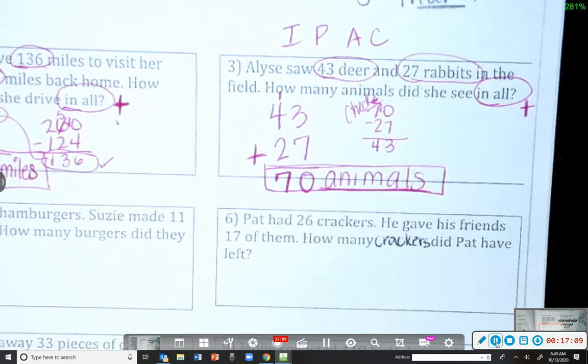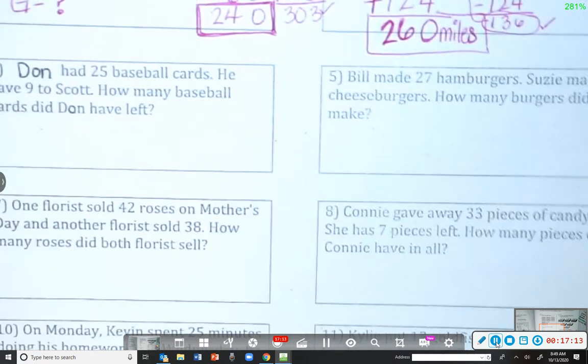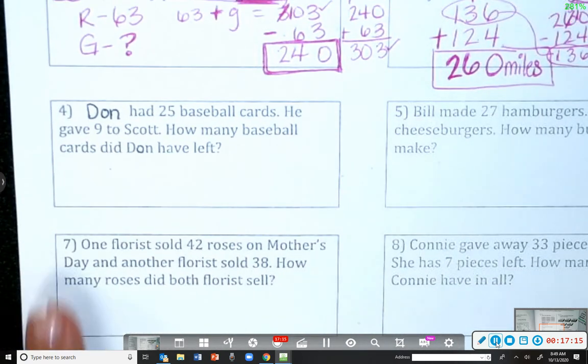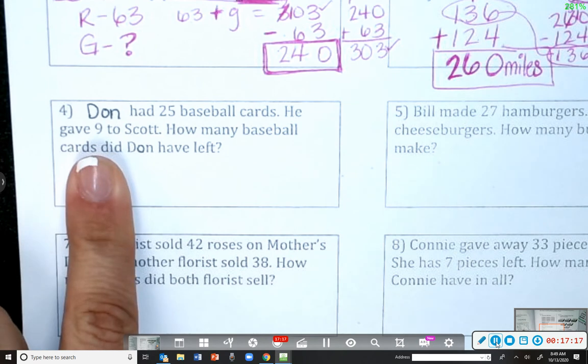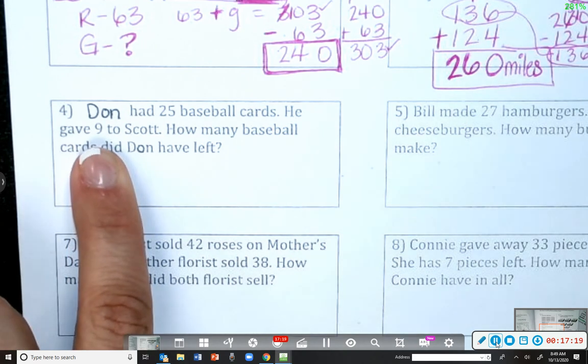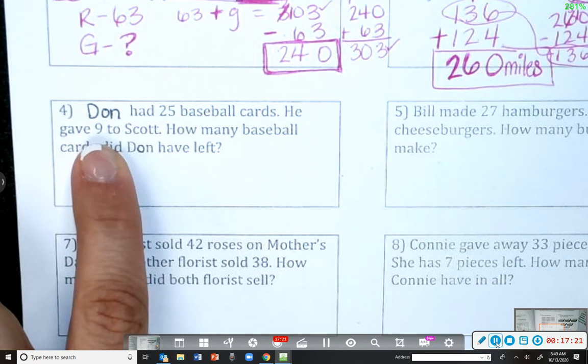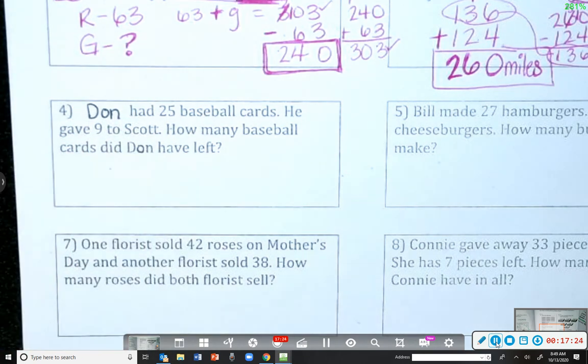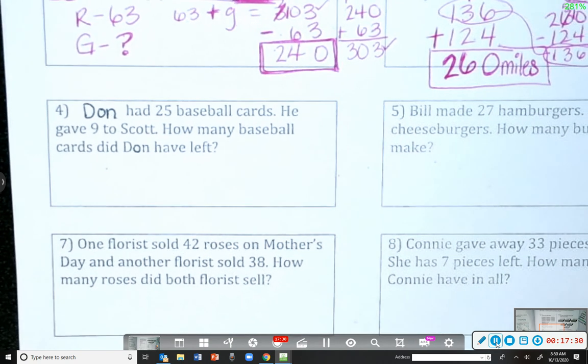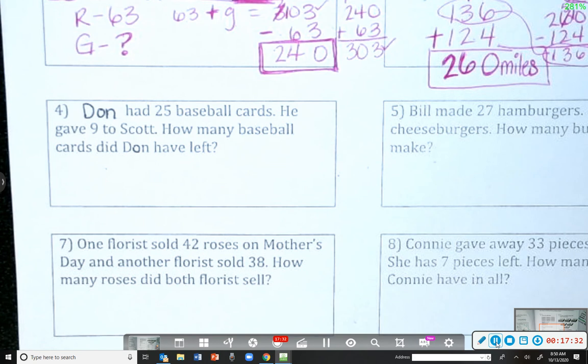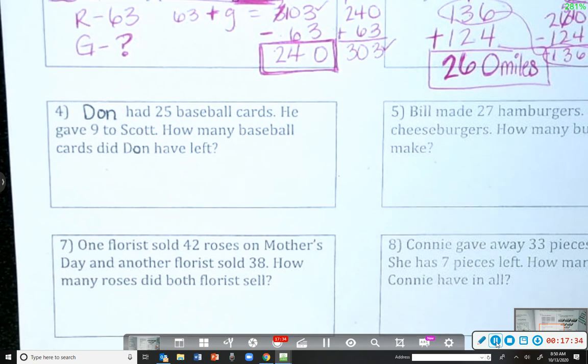Okay? Can I read again? We'll do 2 more together, and then I'm going to let you guys complete the rest on your own. Okay? Number 4. I'll go ahead and read, because for them at home it's hard for them to hear you from way over there. So number 4, Don had 25 baseball cards. He gave 9 to Scott. How many baseball cards did Don have left?